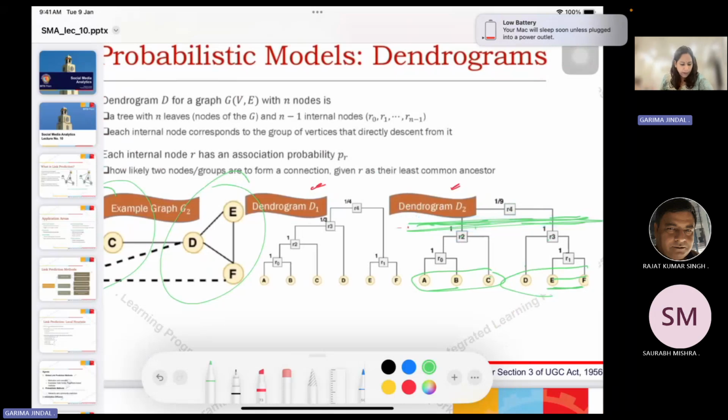In the dendrograms, you can see that there are three different terms that you need to understand now.